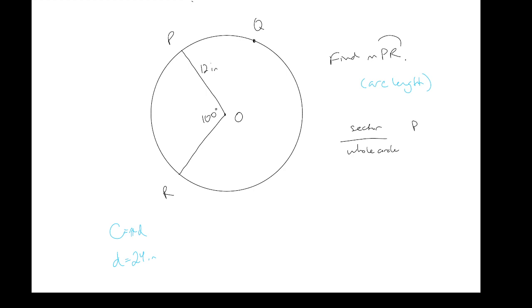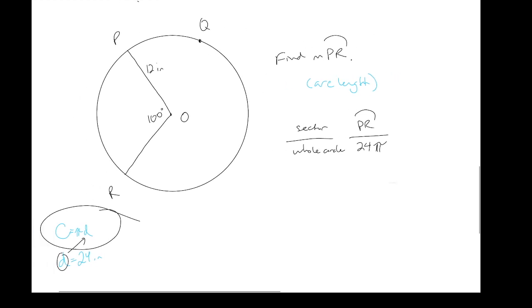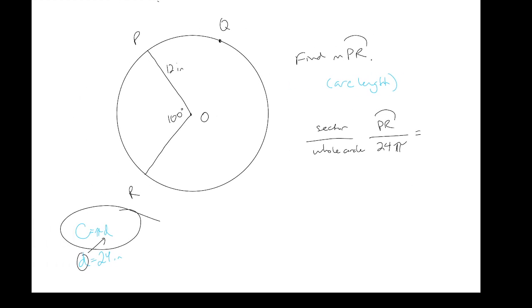In other words, PR is our arc, versus the length around the whole circle, which in this case is 24 pi. The question, of course, is how do we get that? Well, it's through this, right? We know our diameter, which is 24, so our whole length around is 24 pi. So then for arc PR, we know that it's a 100-degree arc for that sector, for that central angle. For the whole circle, proportionally it's going to be 360 degrees. So this is going to be pretty straightforward to solve. Let's go ahead and solve it.